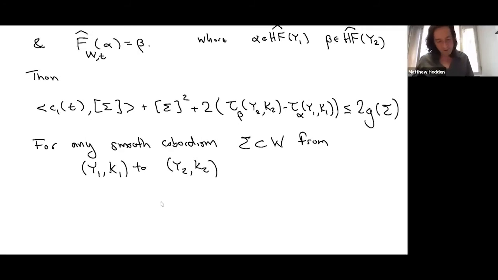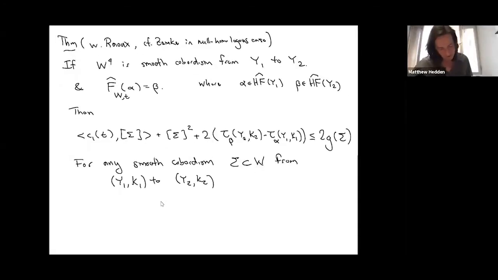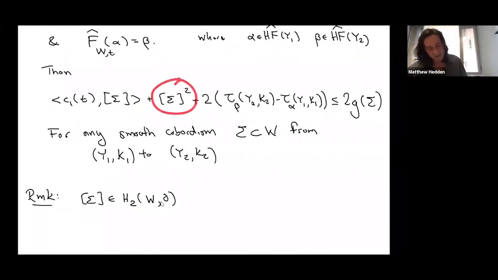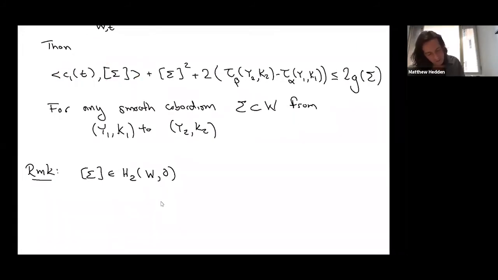So maybe before I give a picture of this, maybe I should remark that sigma is in H2 of W relative boundary. So sigma doesn't actually have a self-intersection. It doesn't make sense to talk about sigma squared. And C1, the Chern class of a spin-C structure, is a two-dimensional absolute cohomology class. So this evaluation also doesn't make sense.